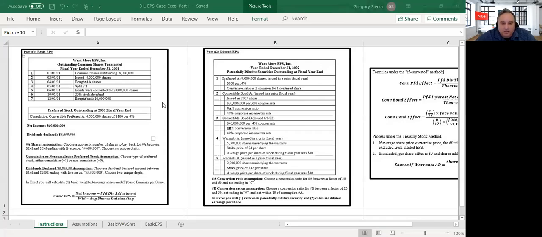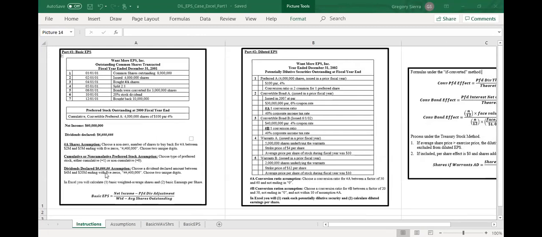Hello, this is part one of the EPS problem where you're going to calculate basic earnings per share. So let me start on the instructions page. You should have this document. This is all the information overview for this Excel EPS project.